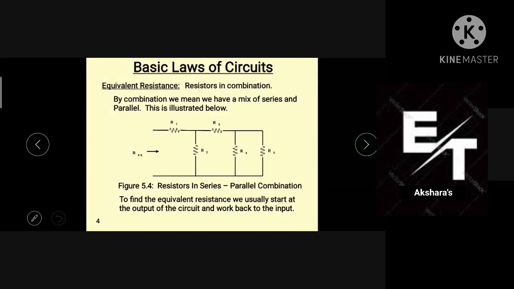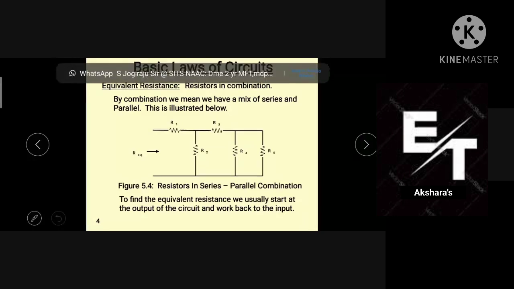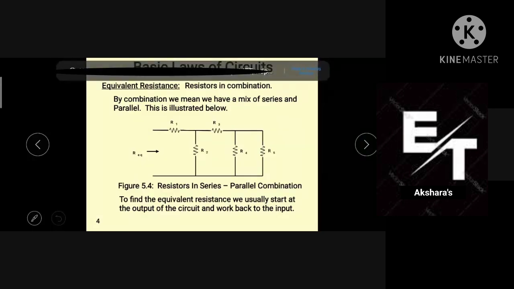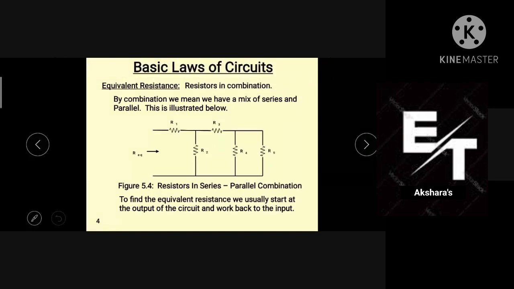Now what is our target? You just have to find the equivalent resistance. What is the equivalent resistance? It is nothing but the total resistance. These total 5 resistors are converted into a single resistance, and that is your target in this question. The arrow mark will be given on the left side of the diagram. Now you have to start from the right side of the diagram. What is the right side? This is the right side and this is the left side.